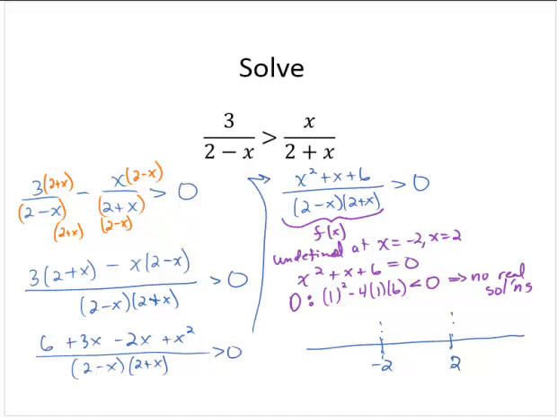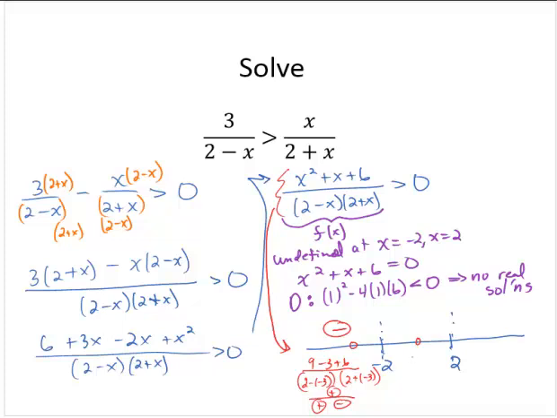So now we run through our test for the sign chart here. So how about we choose negative 3, and I'm using that in my sign chart. If I choose negative 3, that would give me 9 minus 3 plus 6, and so that would be a positive number. And let's see, I'd have 2 minus negative 3, 2 plus negative 3. So that would give me a positive divided by a positive times a negative. And so that's a negative.